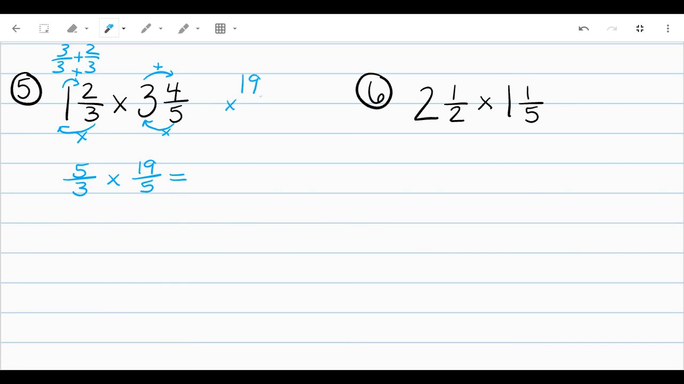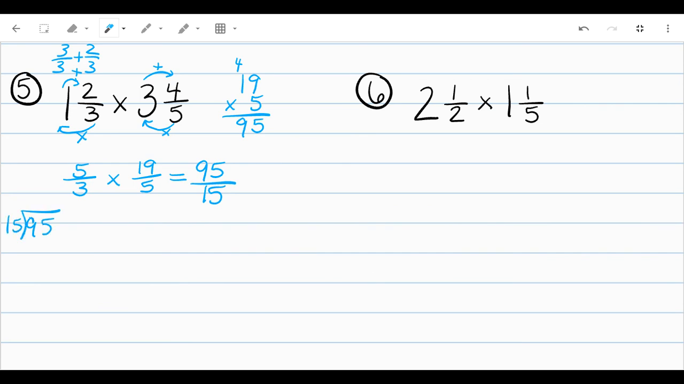So 19 times 5, let's work it out. 5 times 9 is 45. 5 times 1 is 5, plus 4 is 9. So our numerator is 95. And our denominator is 3 times 5, which is 15. So if I have 95 over 15, or 95/15, I can simplify by doing my division. So I'm going to do 95 divided by 15.